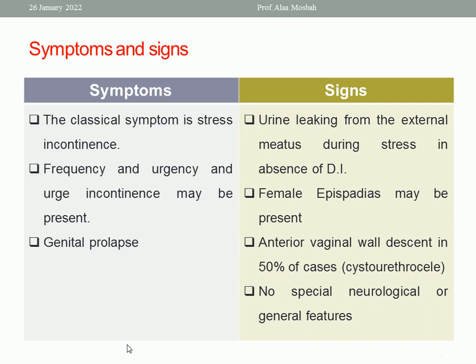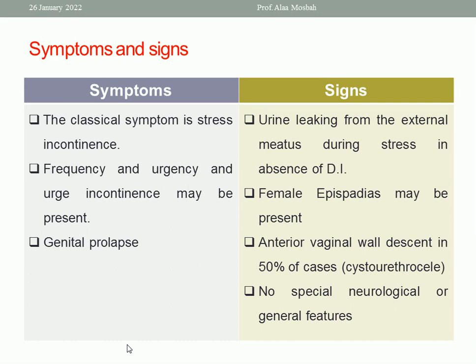The classic symptom is stress incontinence. Frequency and urgency and urge incontinence may be present. Genital prolapse: the patient may complain of swelling descending down with coughing or sneezing and disappearing with lying down, as in genital prolapse. This swelling, of course, appears at the vulvar region with descent of the anterior vaginal wall and the bladder wall as in cystocele.